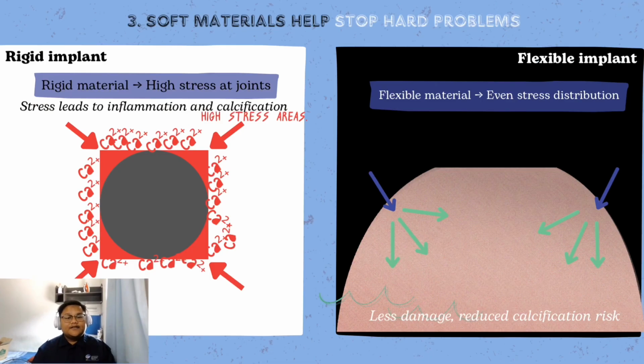Third, using flexible polymers like polycarbonate urethane or silicone rubber helps reduce mechanical stress, which is another cause of calcification. These materials are more durable and less likely to trigger inflammation. Even smart design tweaks like reshaping heart valve leaflets can reduce stress and lower calcification risk. In short, by modifying the surface, embedding anti-calcific agents, and using flexible materials, we can design implants that resist calcification naturally without relying solely on medical treatment.